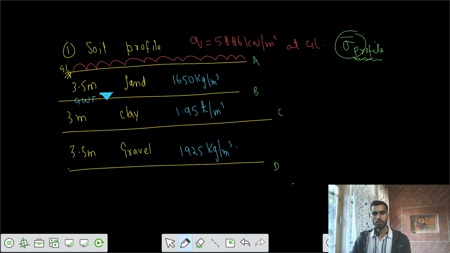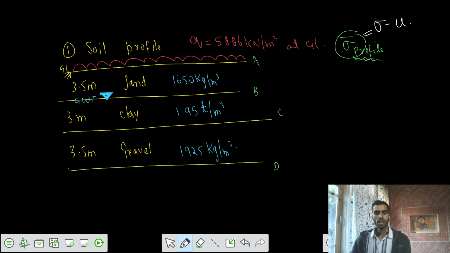Your effective stress is actually the difference between total stress minus pore water pressure. So first we calculate the total stress, then after that the pore water pressure. Finally, the difference of the two gives me the effective stress at that particular point.